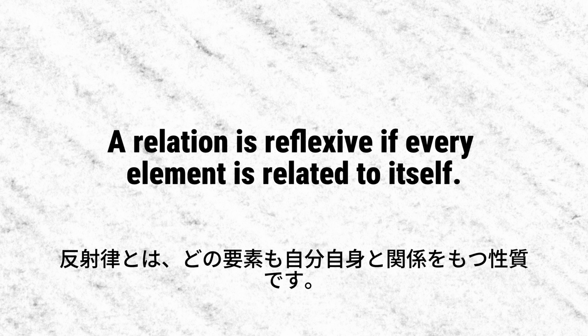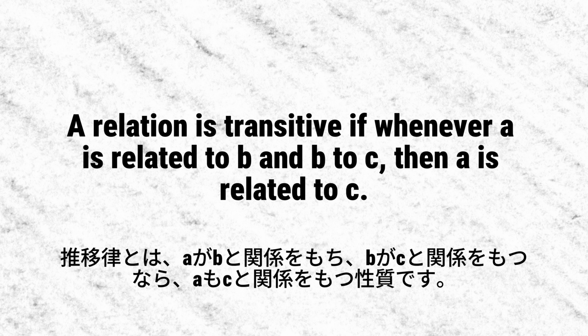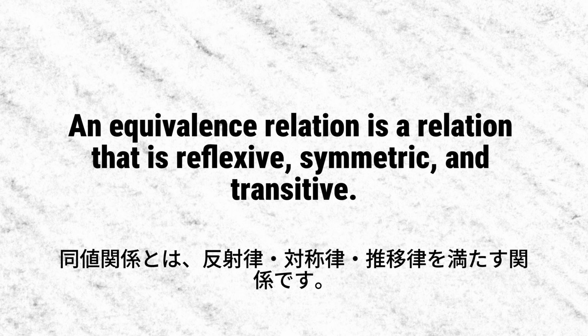A relation is reflexive if every element is related to itself. A relation is symmetric if whenever A is related to B, B is related to A. A relation is transitive if whenever A is related to B and B to C, then A is related to C. An equivalence relation is a relation that is reflexive, symmetric, and transitive.